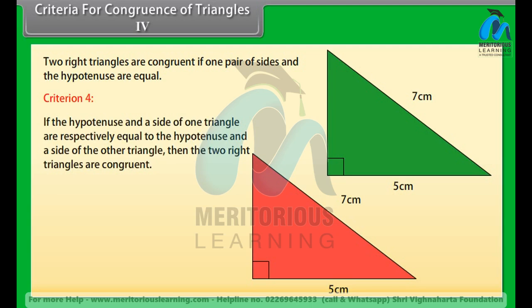If the hypotenuse and the side of one triangle are respectively equal to the hypotenuse and the side of the other triangle, then 2 right triangles are congruent. This criterion is referred to as RHS, right angle hypotenuse side.